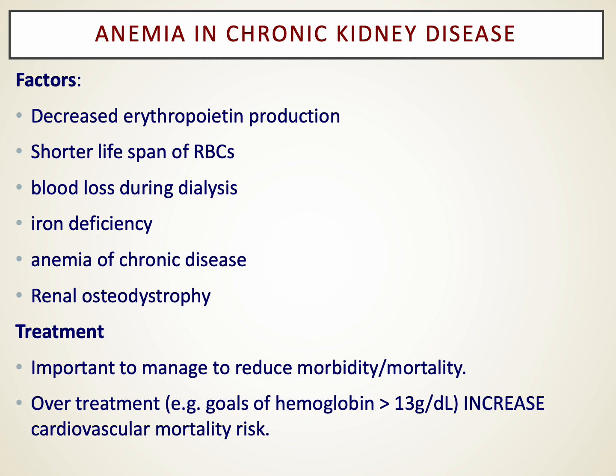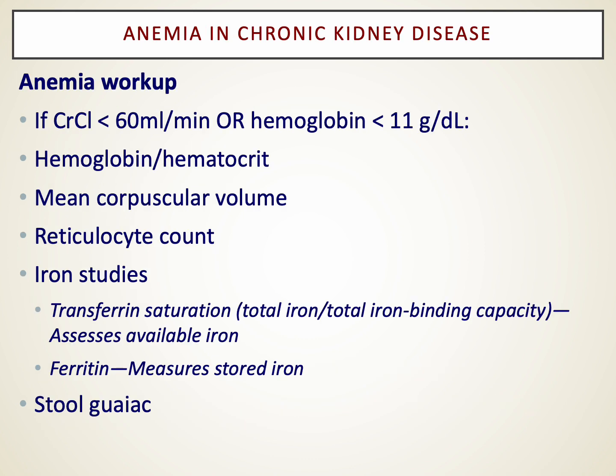Historically, we used to look for a hemoglobin of greater than 13. We now definitely do not want that. We will look at their hemoglobin at typically being a much lower goal level, and once we hit 12 or 13, we're going to stop our intervention and our management for anemia and back off until it comes back down again. So the anemia workup typically for a patient who has chronic kidney disease, and usually the nephrologists are managing this, but you need to be aware of this, is that you're going to look for patients who have a serum creatinine less than 60 or a hemoglobin less than 11. You're going to get a hemoglobin hematocrit.